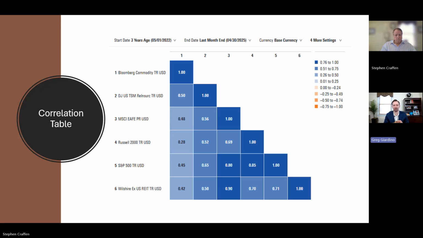We also have the Russell 2000, which is the top 2,000 small companies, the S&P, which everybody knows, and the Wilshire Index, which is really a proxy for outside direct investment into real estate. So we can see you want to have things in the portfolio like commodities that aren't necessarily going to move in lockstep with some of these other stock market indexes.